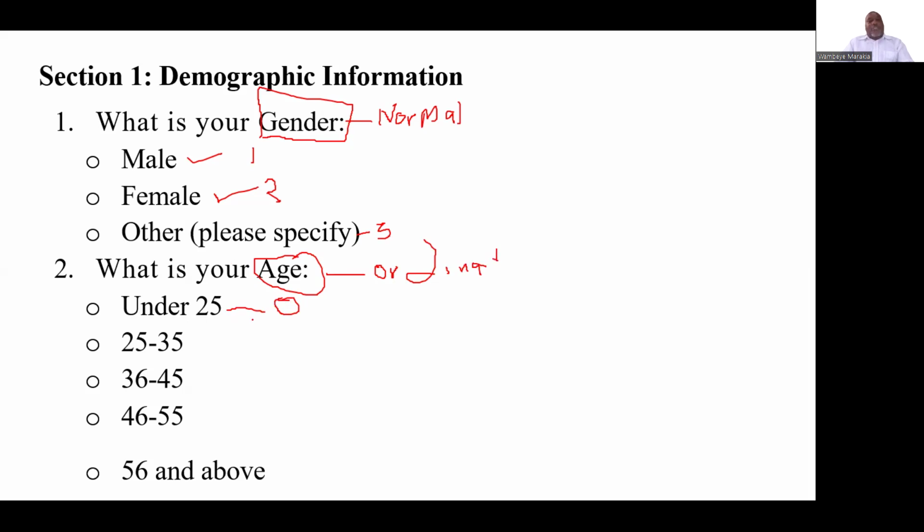And we are going now to code it. Let those who fall under 25 be 1, those between 25 and 35 be 2, those between 36 and 45 be 3, those between 46 and 55 be 4, and those who fall above 56 be 5. Then we move on with our questionnaire.